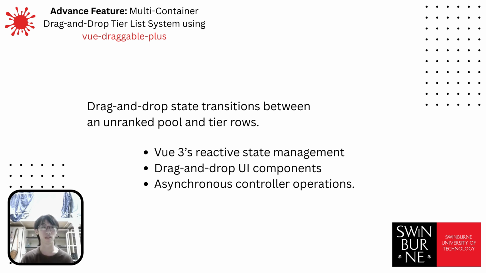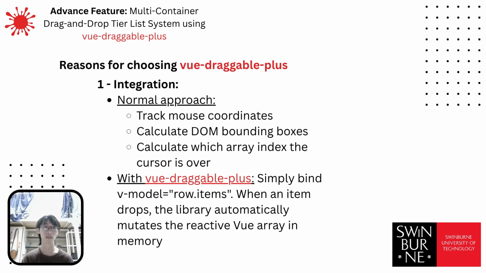For the reasons why I chose Vue Draggable, there are 5 reasons. First, about integration. Normal approaches without the library require us to manually track mouse coordinates, calculate DOM bounding boxes, and calculate which array index the cursor is over. But with Vue Draggable Plus, we simplify row items. When an item drops, the library automatically mutates the relative view array in memory. Vue handles the DOM rendering cleanly without UI bugs.